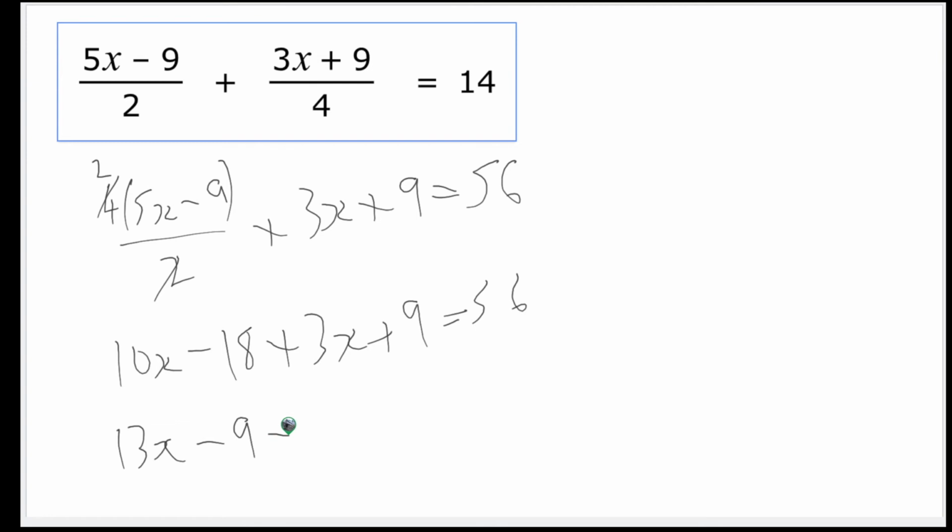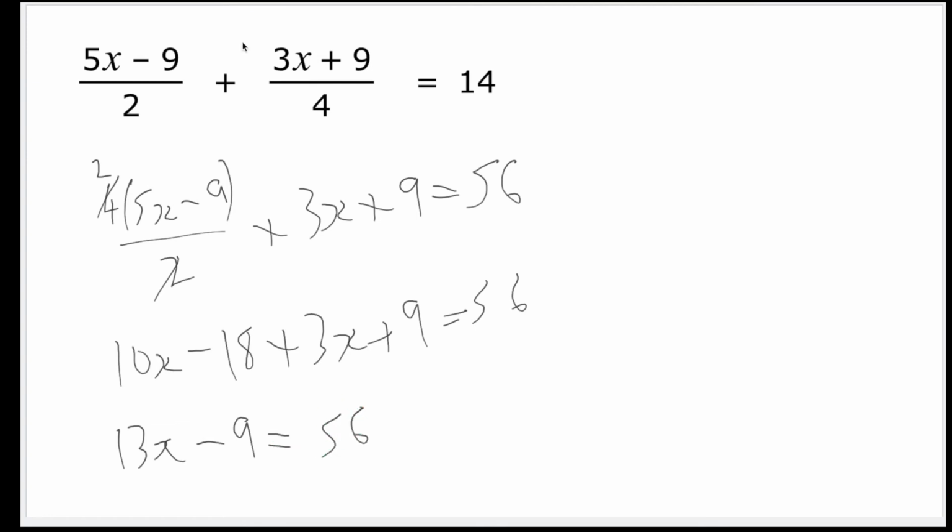minus 9 is 56. Add 9 to both sides, so 13x is equal to 65. Divide both sides by 13. And you get that x is equal to 5.